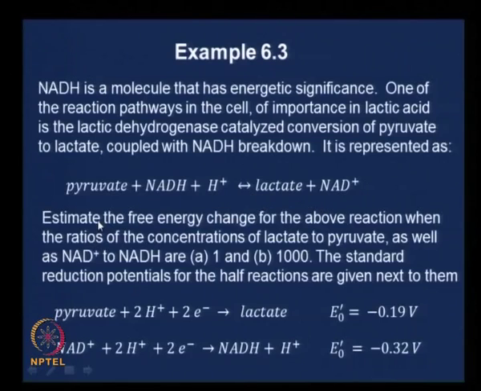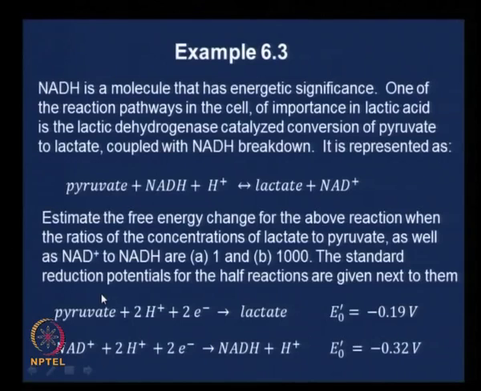What is needed is to estimate the free energy change for the above reaction when the ratios of concentrations of lactate to pyruvate as well as NAD plus to NADH are, in the first instance, 1, and in the second instance, 1000. NADH, when it gives out a hydrogen ion, becomes NAD plus.